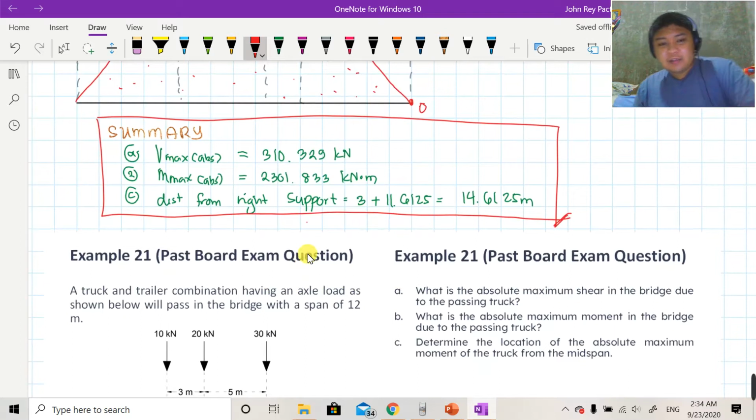This is the past board exam question. So, please, huwag kang magsawa na manood nitong lecture video series na to for influence line for statically determinate structure.